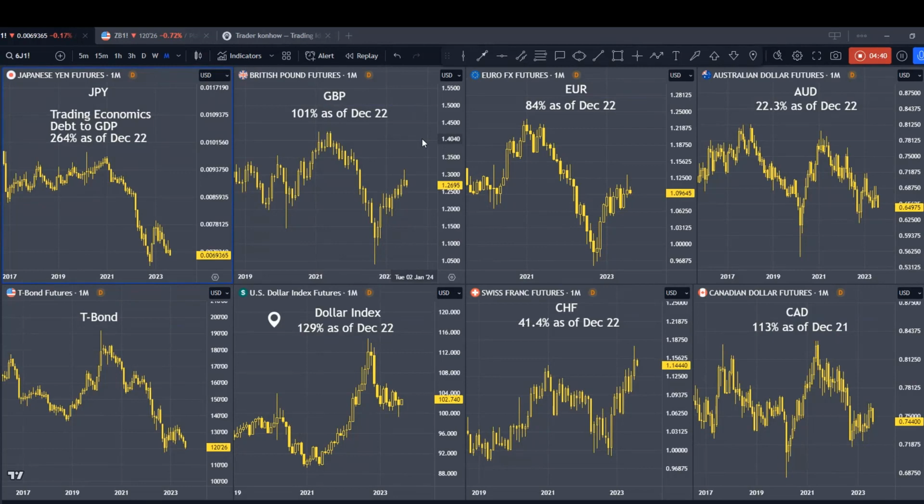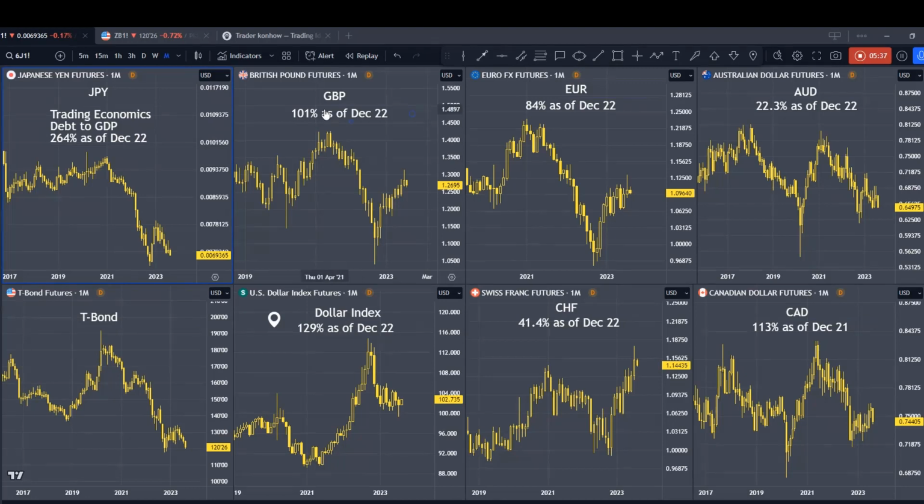But I have a little trick here: I like to base it on the debt to GDP ratio. According to Trading Economics, this is what I gathered. The higher the debt to GDP ratio against the US dollar, the more I see the currency futures heading down. For example, the US debt to GDP ratio as of December 2022 was at 129%. But Japan's debt to GDP ratio is more than that of the US. I believe that as the bond is down, the US dollar should be heading down. But since the Japanese debt to GDP ratio is higher than that of the US, I reckon that the yen futures will be heading down together with the US dollar.